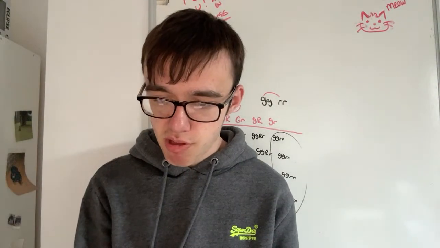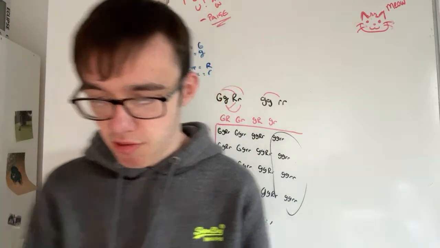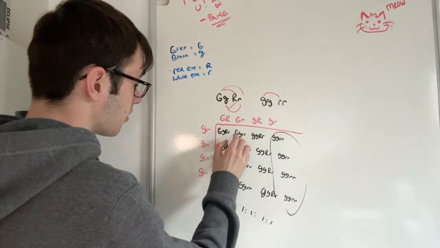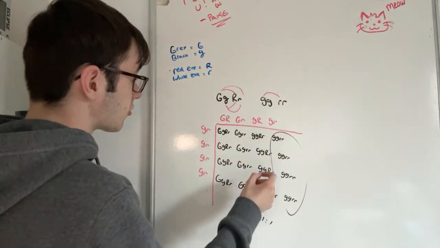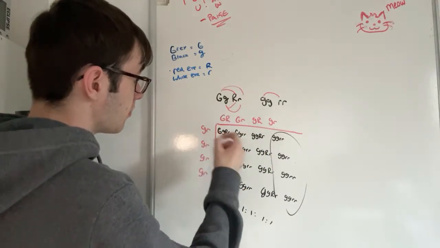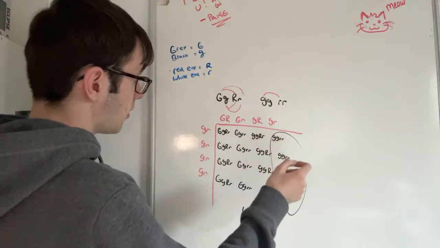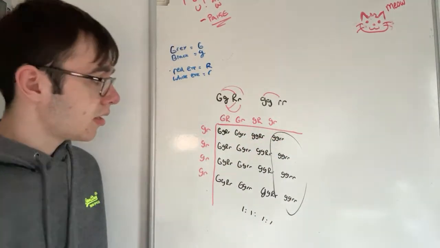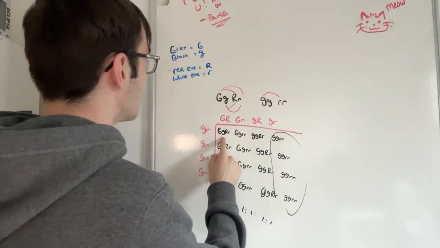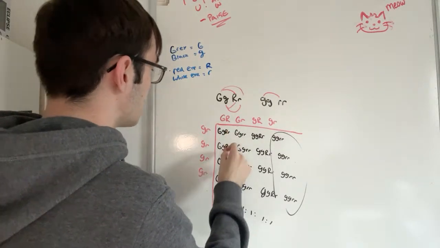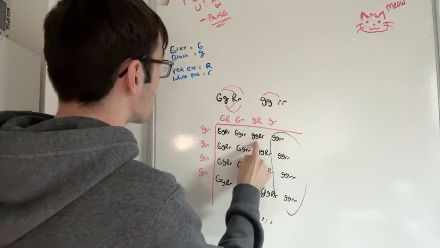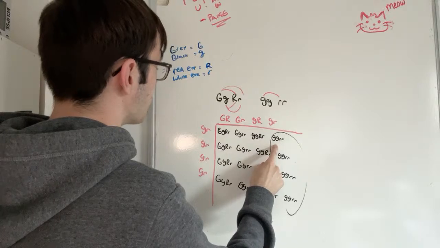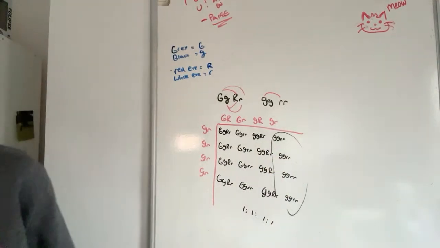So the genotypes of offspring is going to be big G, little g, big R, little r. Oh my god, I can't speak. Big G, little g, big R, little r. Big G, little g, little r, little g. You get me. That's going to be that. The phenotype of that is going to be grey body, red eyes, grey body, white eyes, black body, red eyes, black body, white eyes, and it's going to be a 1 to 1 to 1 to 1 ratio.